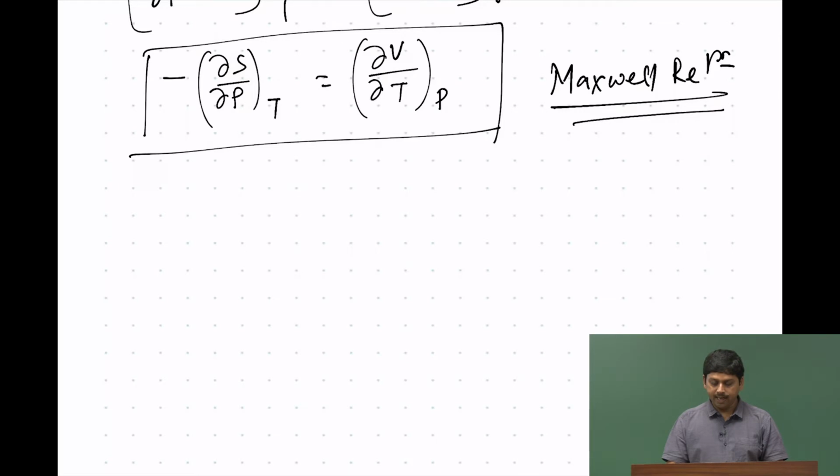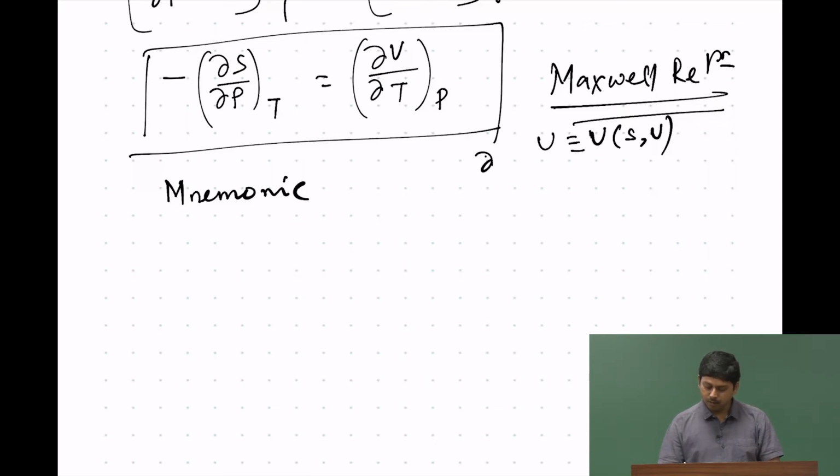Similarly, we can use H and U to get two more thermodynamic relations, and there are 4 such thermodynamic relations, but without calculating that, we can introduce a mnemonic and help you remember this particular thing. The mnemonic is typically used not to memorize, but we can derive everything again. We know that U is a function of S and V.